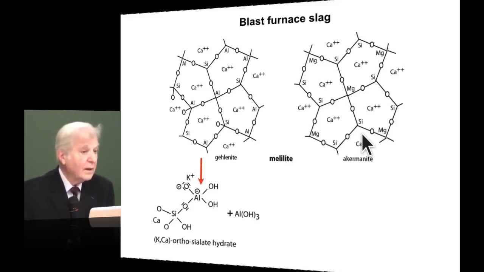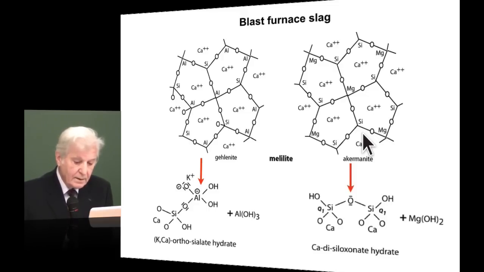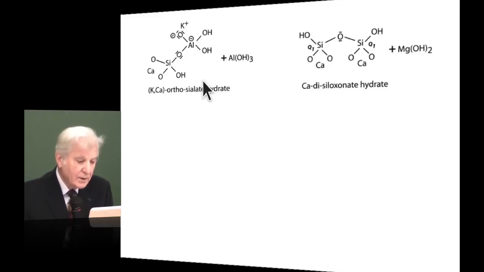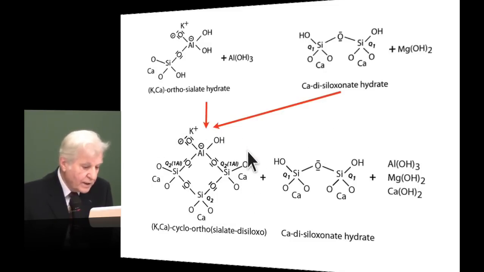Akermanite, under the alkali, is depolymerized into a small molecule, a disilicate, calcium disilicate hydrate, that is the CSH of the cement chemistry, and precipitation of magnesium hydroxide. So, what is happening under alkalination? We have here the two molecules that will interact and form a more complicated system, Si, Si, Si, 3 Si with 1 Al, with the Q2 units, and the calcium. This is the CSH, some of the CSH remains, and we have precipitation of aluminum hydroxide, magnesium hydroxide, and calcium hydroxide.